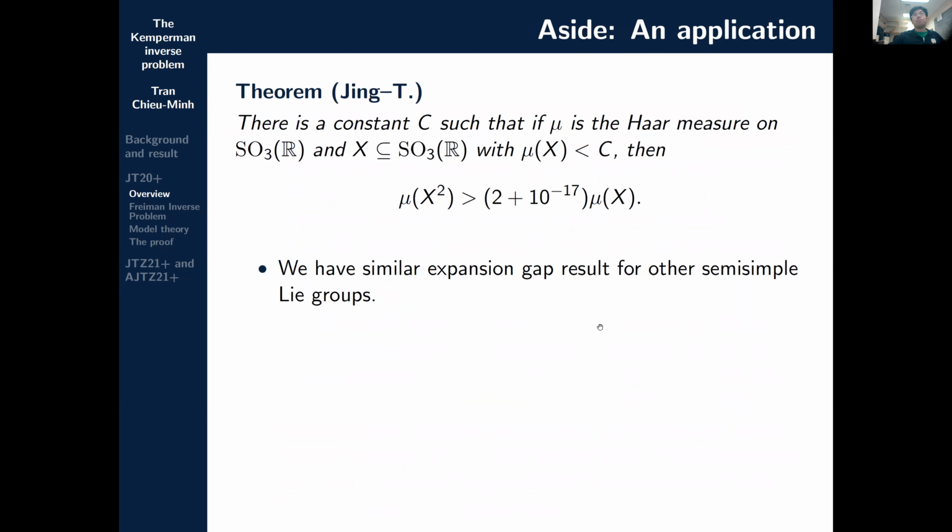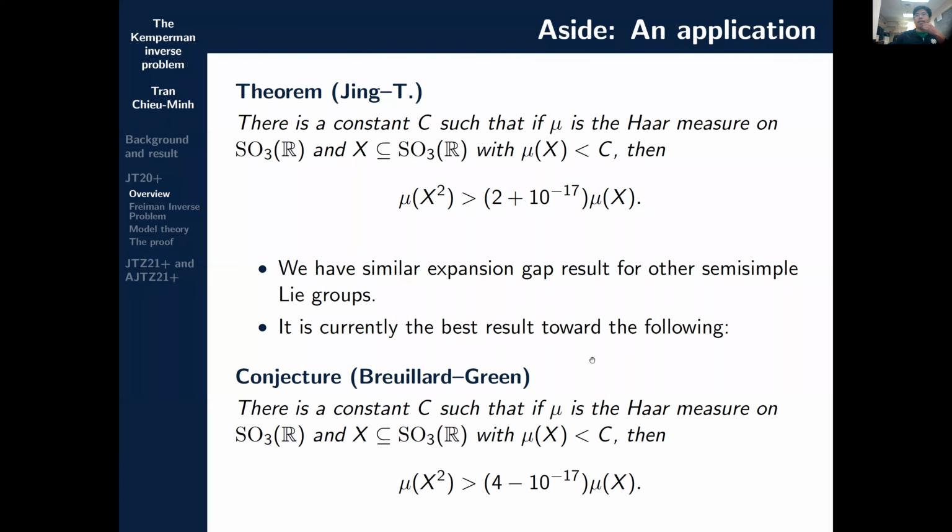But it's not all bad, because there are some applications of the fact that the non-abelian case is different from the abelian case. From our result, we can deduce that in non-abelian groups, in SO3 for instance, you have a measure expansion gap. So the least measure expansion needs to be something like 2.10 to the power 17, which is quite different from the case in R. And we also have a similar expansion gap for other semi-simple Lie groups as well.